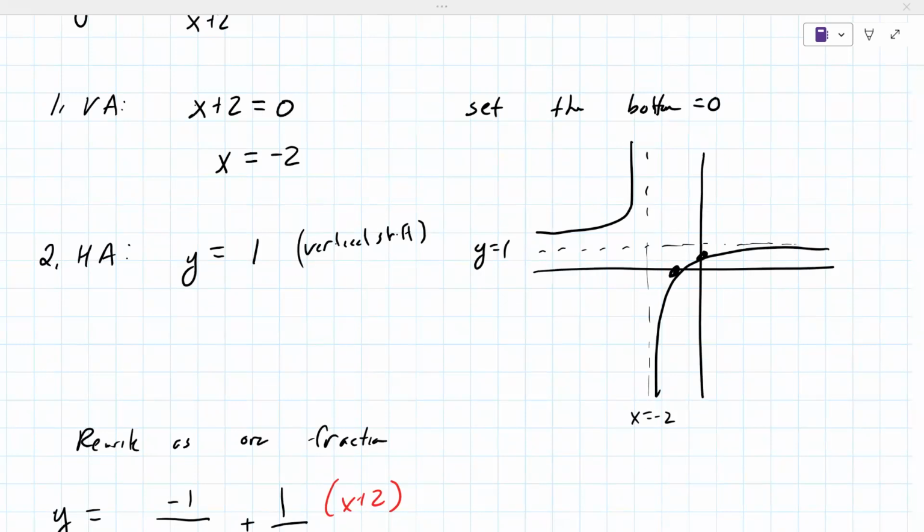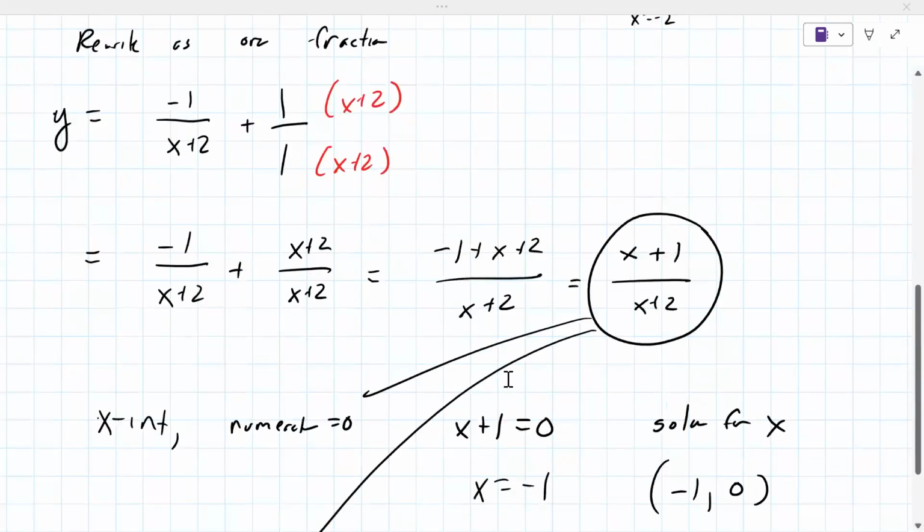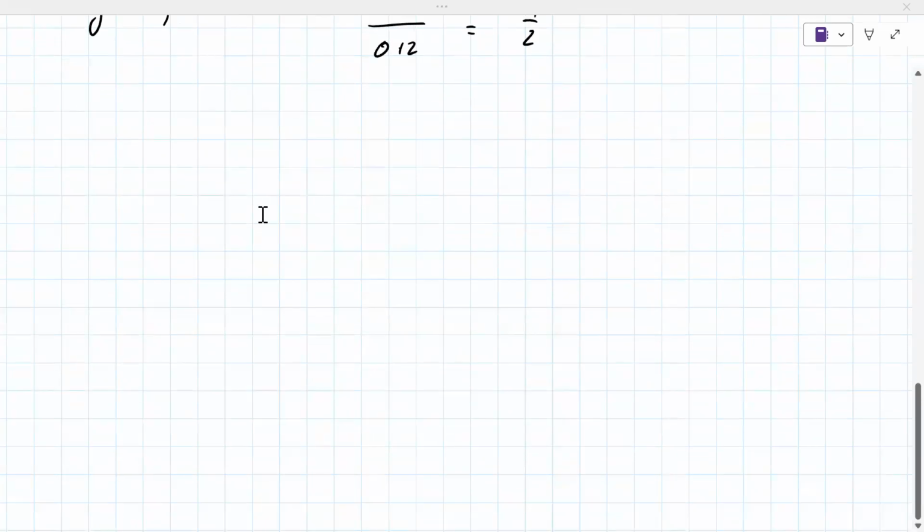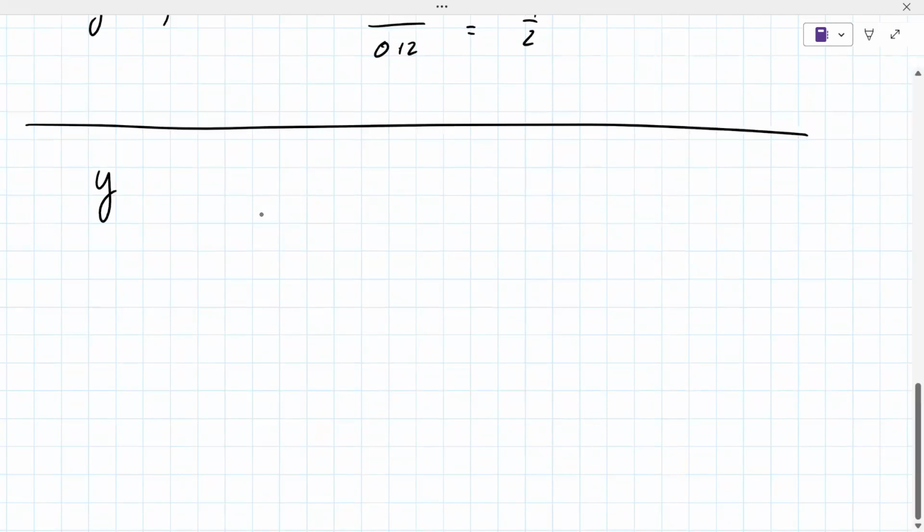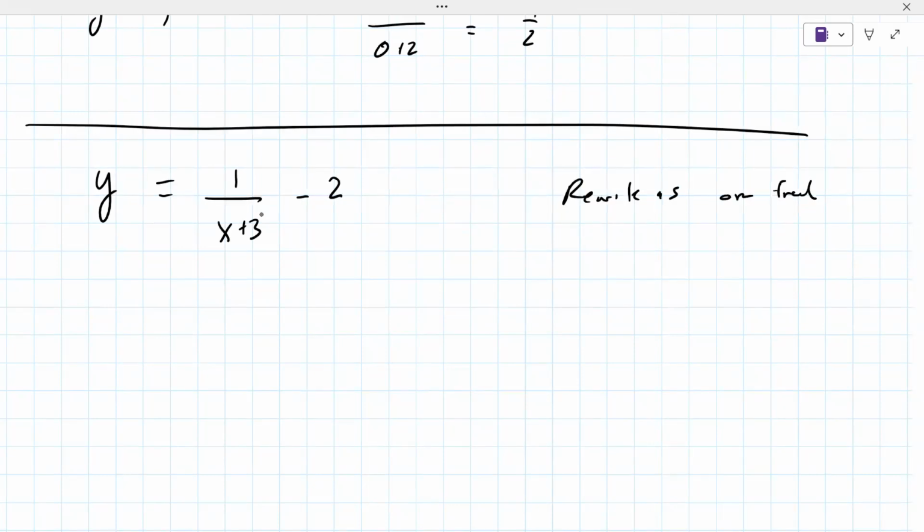Any questions on that? No, I think the part that's confusing is just rewriting a little bit. All right, well, let's do a couple of those problems because that is kind of a core thing here to be able to do. So let's look at a new example. Let's say it's 1 over x plus 3 minus 2. All right, and we're going to rewrite as one fraction.